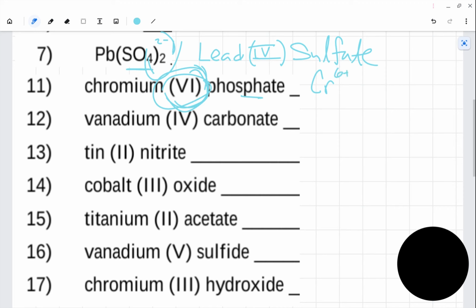And phosphate, I'm going to have to look to my polyatomic table. And again, I know that because it ends in ATE. It's not phosphide, it's phosphate. Remember, ATE has more oxygen, and then phosphite. So look for phosphate on your polyatomic table, and you're going to see it's PO4 with a 3-.